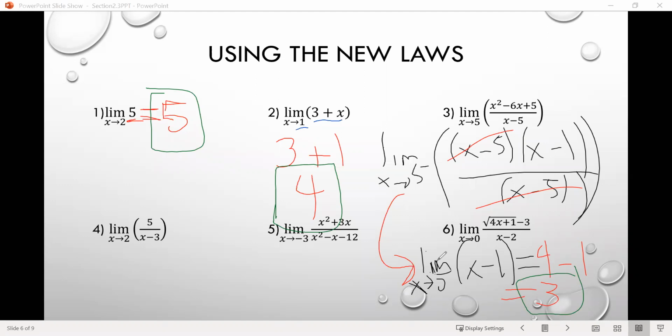All right. So I'm going to leave it there for now. Those bottom 3 problems, number 4, 5, and 6, are going to be part of your classwork.